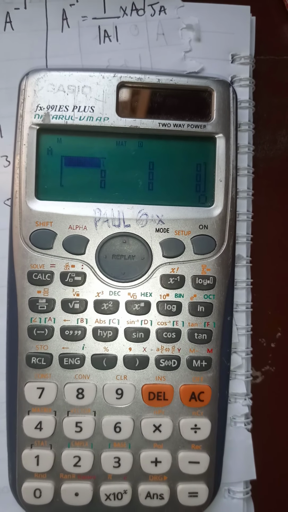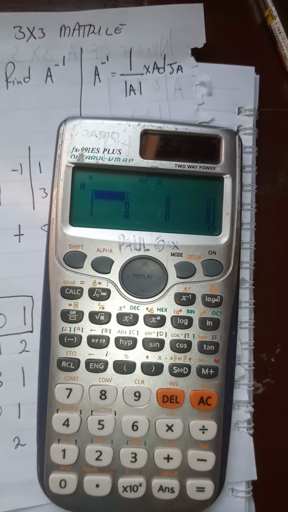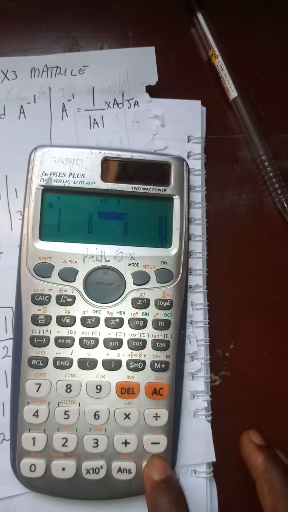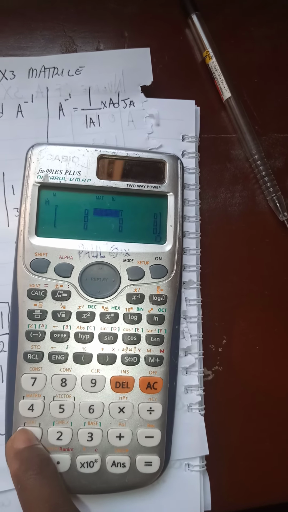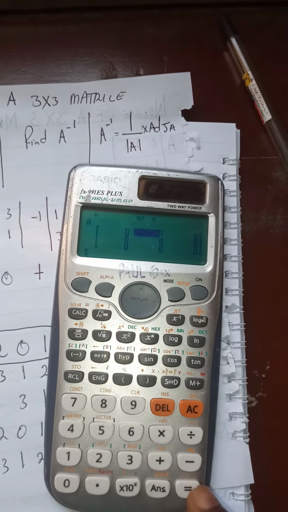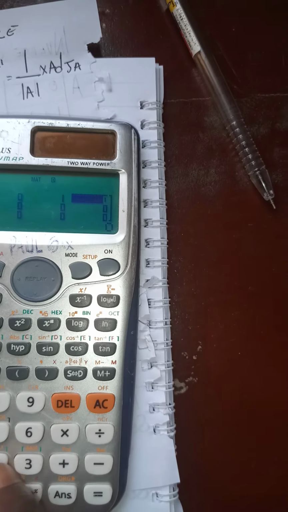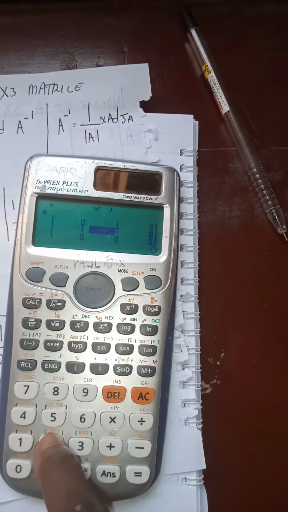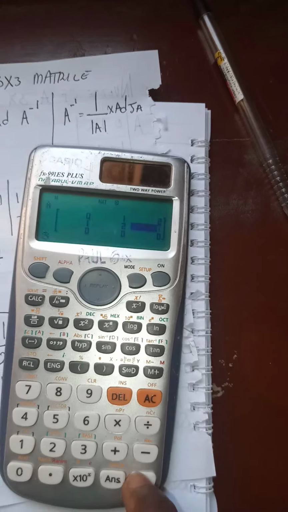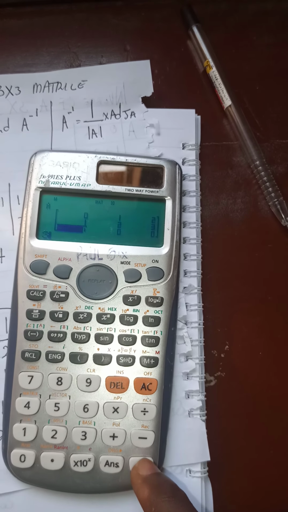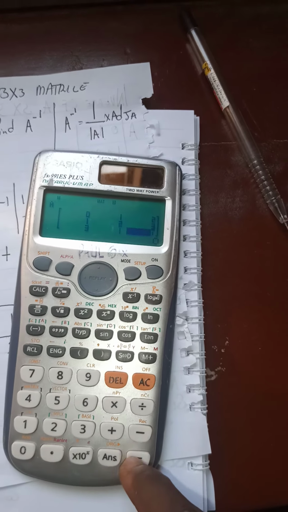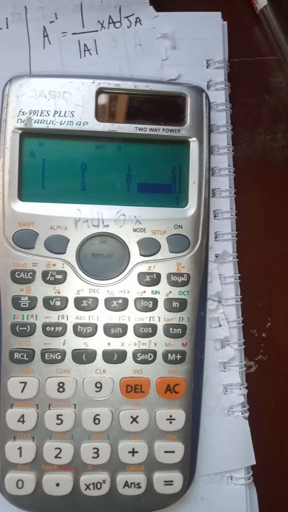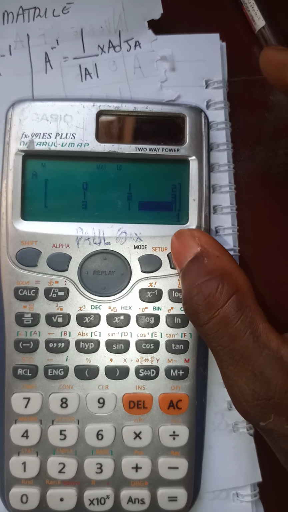You input your values into the calculator by writing the first one, which is 0. After writing 0, you press the equality sign. You write the second one, which is 1. You press your equality sign. The next one, which is 2, you press your equality sign. Then we have 1 equals, 2 equals, 3 equals, 3 equals, 1 equals, and finally 1 equals. So after writing this, you press your on button.